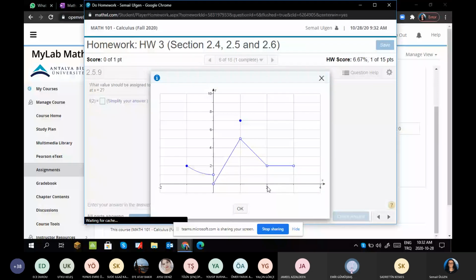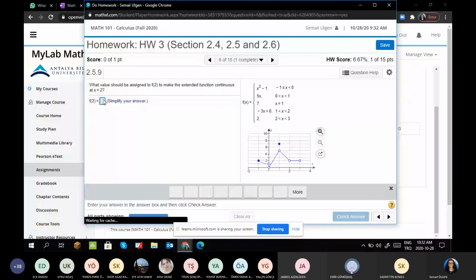At 2, the value of the function is not defined. So we want to make it continuous. We are going to extend the function to a new function. We call it the extended continuous function, by defining f at 2 as 2. If you define the function at 2 as 2, the limit value, then this gives you an extended function at 2. Okay?